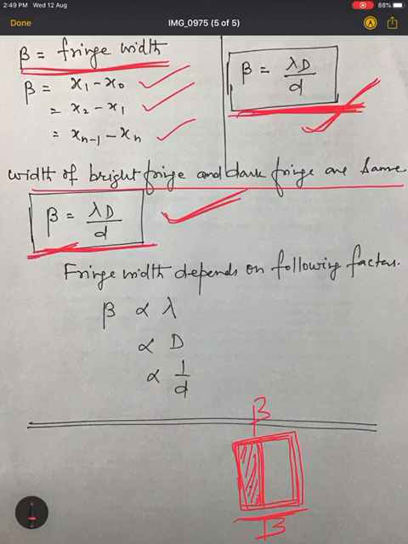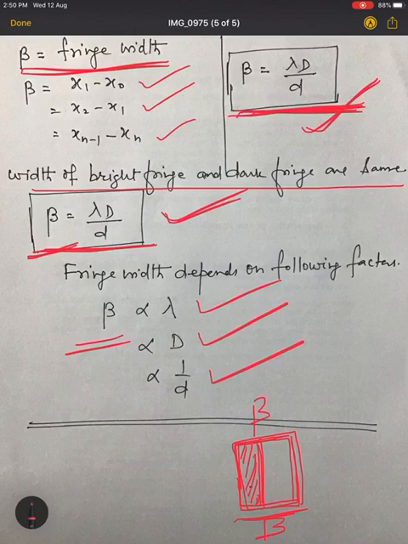So in this way we can get that fringe width formed by the interference pattern is directly proportional to wavelength, directly proportional to distance between screen and the source, and inversely proportional to the distance between two slits, two coherent sources. So if the distance between two coherent sources decreases, fringe width increases. If the distance between screen and the source increases, fringe width increases. And if we increase wavelength, as wavelength increases, beta increases.